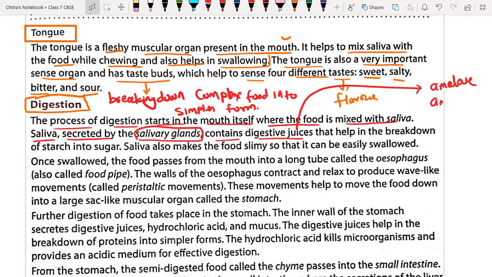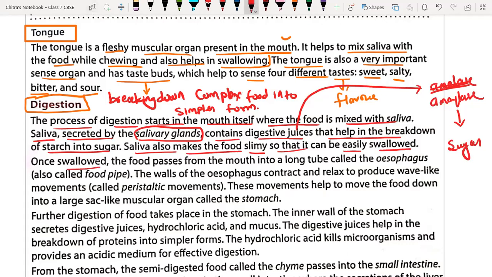A-M-Y-L-A-S-E, amylase. Amylase helps in digestion of carbohydrates like starch, breaking down starch into sugar. Starch is nothing but complex food, which is broken down into sugar, and sugar again breaks down into glucose and fructose. Saliva also makes the food slimy so that it can be easily swallowed during the swallowing process.